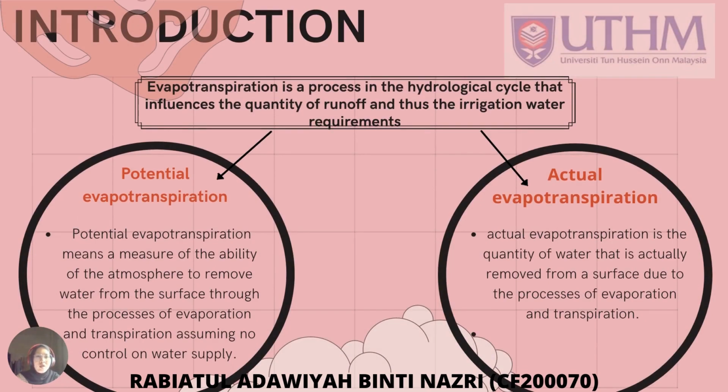Evapotranspiration is a process in the hydrology cycle that influences the quantity of runoff and thus the irrigation water requirements. Evapotranspiration is divided into two types, which are potential evapotranspiration and actual evapotranspiration. Potential evapotranspiration is a measure of the ability of the atmosphere to remove water from the surface through the processes of evaporation and transpiration, assuming no control on water supply, while actual evapotranspiration means the quantity of water that is actually removed from a surface due to the processes of evaporation and transpiration.